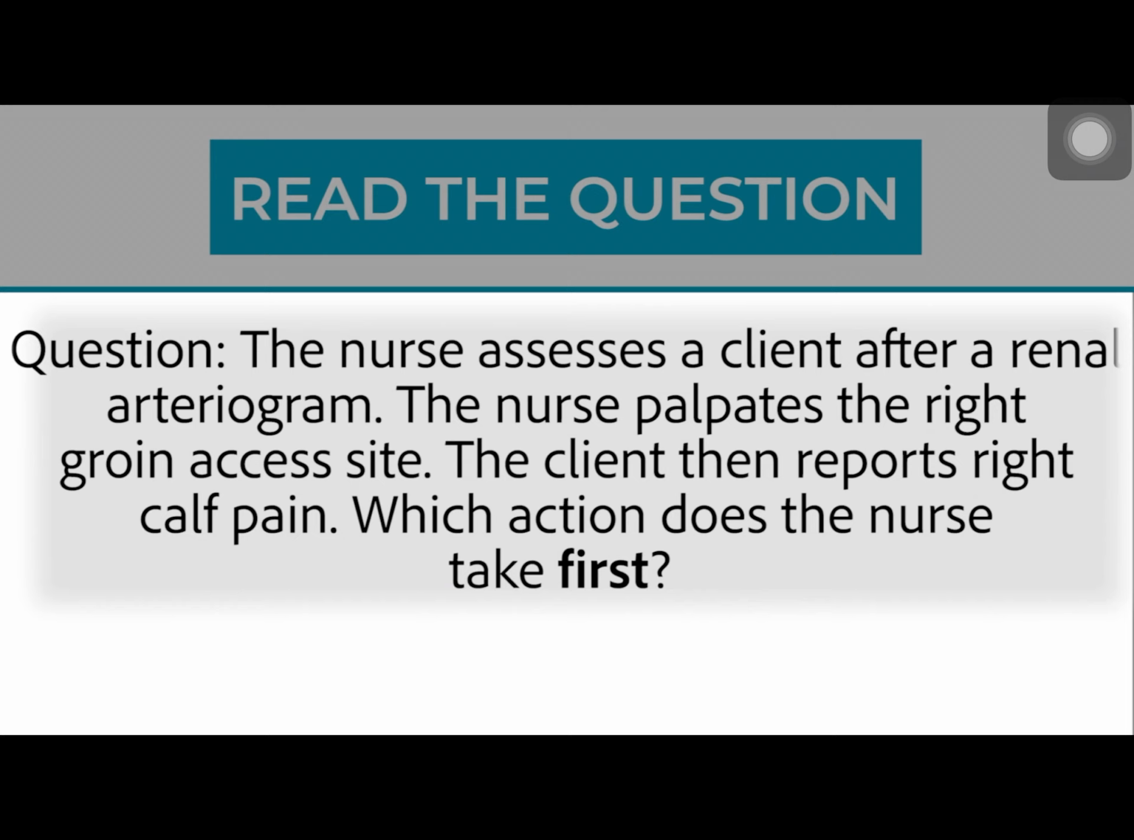The nurse assesses a client after a renal arteriogram. The nurse palpates the right groin access site. The client then reports right calf pain. Which action does the nurse take first?